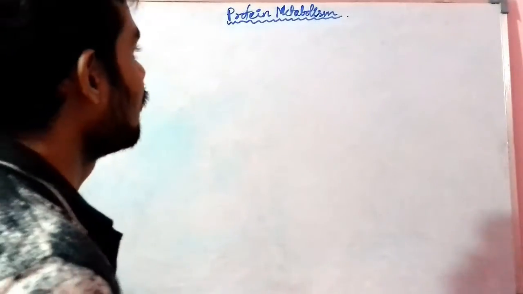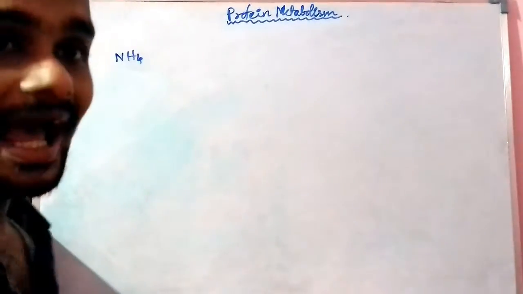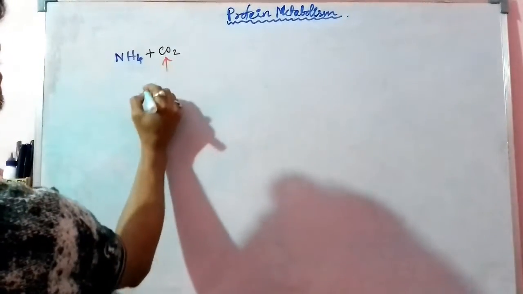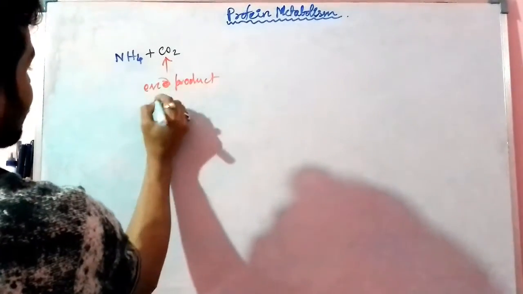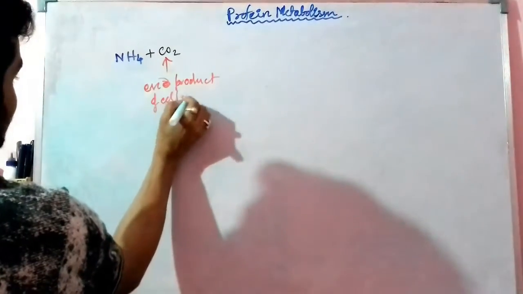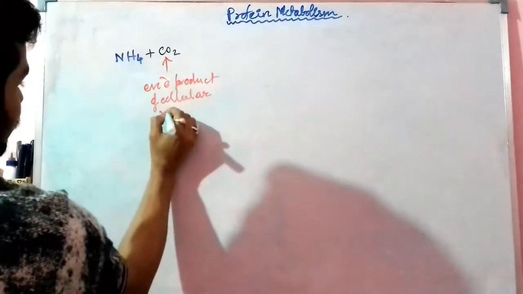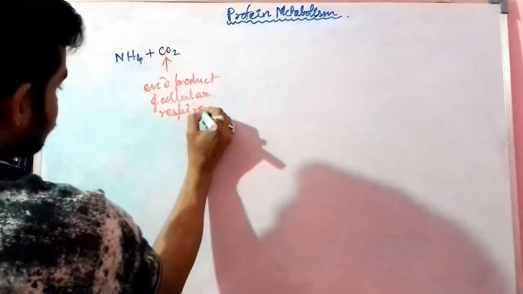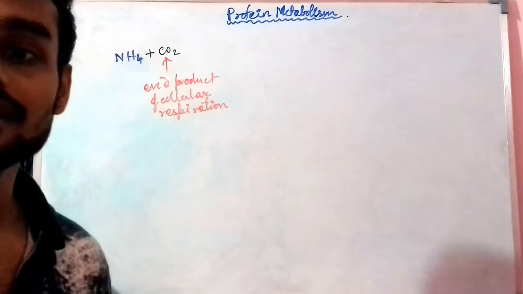Now this ammonia takes the help of another molecule which is called CO2. So where does this CO2 come from? This CO2 is basically coming as the end product of cellular respiration. Okay, the end product of the cellular respiration.